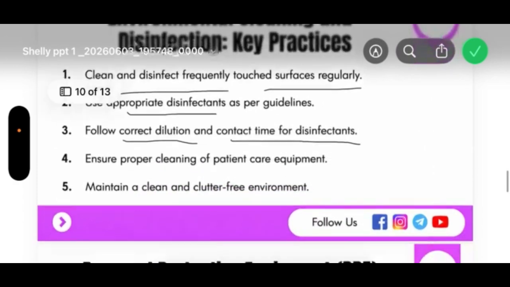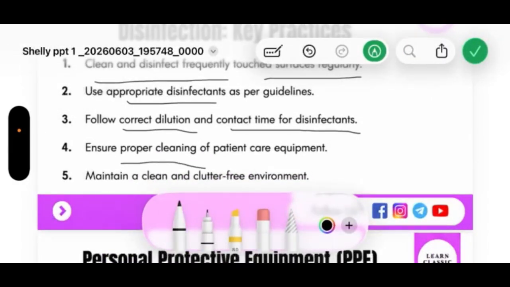Then ensure proper cleaning of patient care equipment. All the equipment we are using, like a thermometer or a stethoscope, has to be properly cleaned. Maintain a clean and clutter-free environment. Imagine you are withdrawing some blood from a patient and all of a sudden it gets spilled. It doesn't mean that it will be left like that, or if urine has been spilled from the urinary bag, it has to be properly cleaned. Okay? Otherwise it may lead to infection.